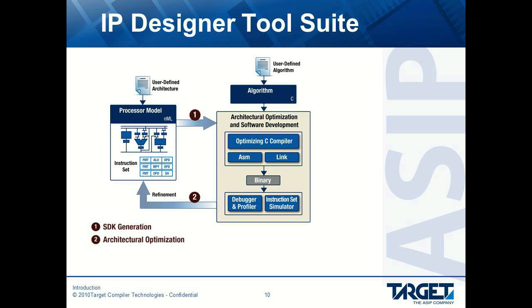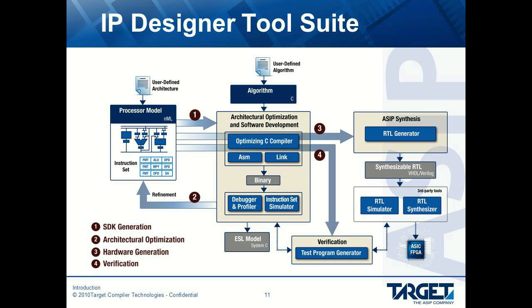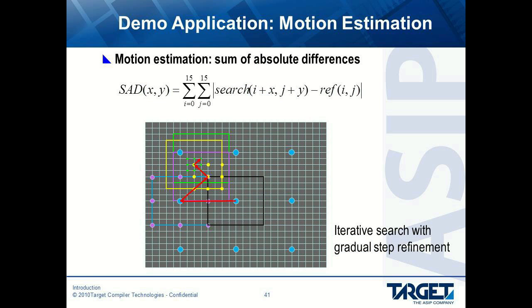Running this loop allows you to tune the processor to your C code, as you'll see in a few minutes. And finally, the ASIP synthesis, the RTL generator, synthesizable RTL, RTL simulator, RTL synthesizer, leading down to your ASIC or FPGA. So putting this all together, we'll do an example of motion estimation, sum of absolute differences.